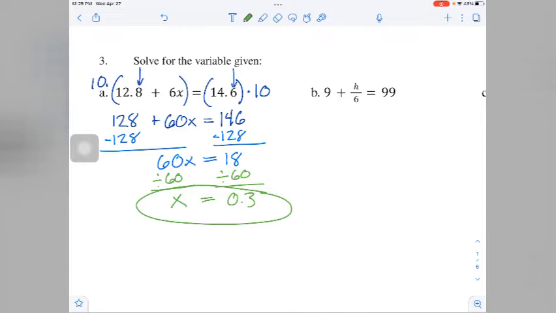Some students came up with 0.33, like 0.3 repeating. That is not a close enough answer. Students that were coming up with that number were coming up with it because they did math wrong somewhere else. If you said 0.3 repeating, you got this one wrong.